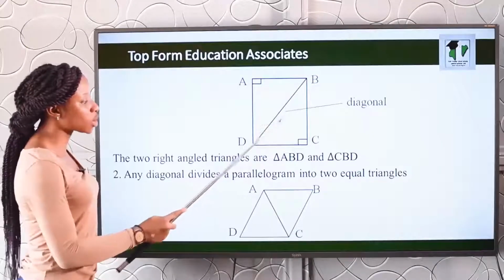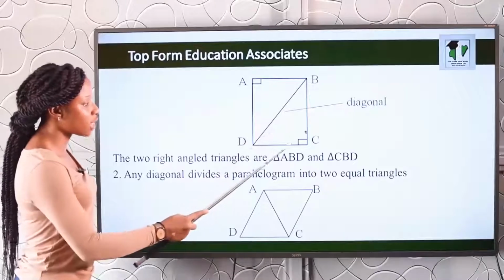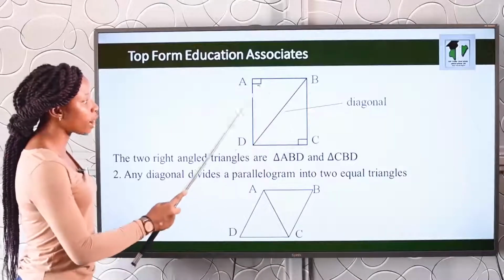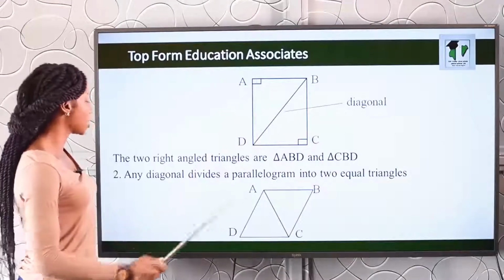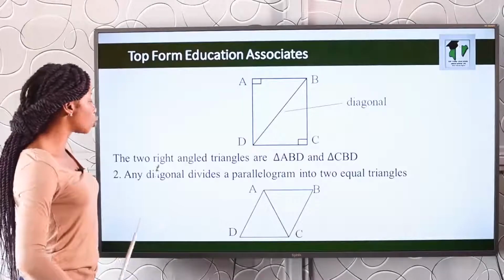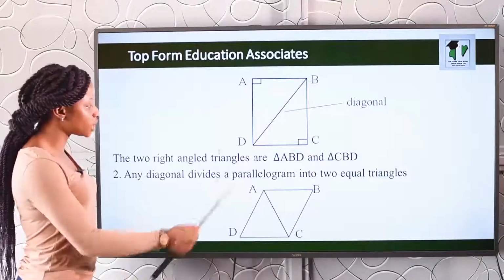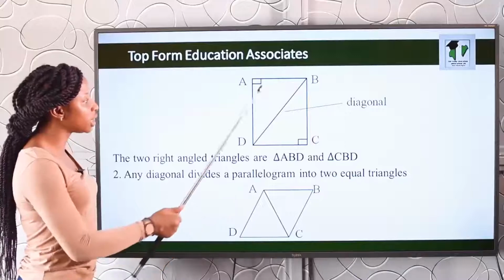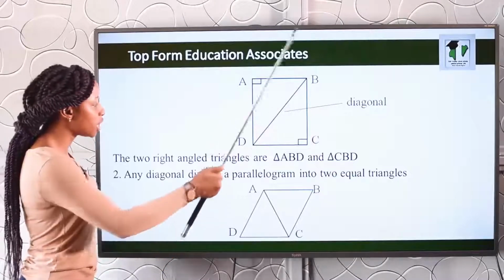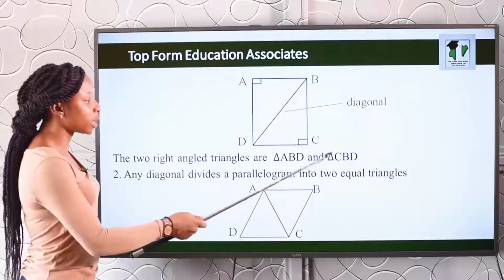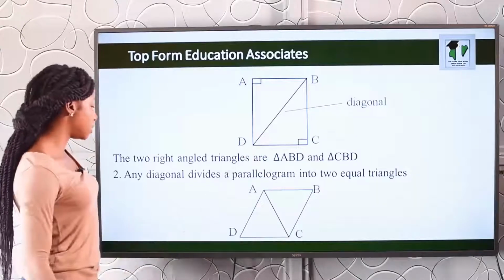Okay, and what we have here is a right-angled triangle. Look at it. We have a right-angled triangle. Now, the two right-angled triangles from this diagram are triangle ABD and triangle CBD.